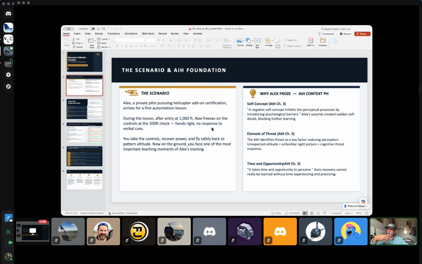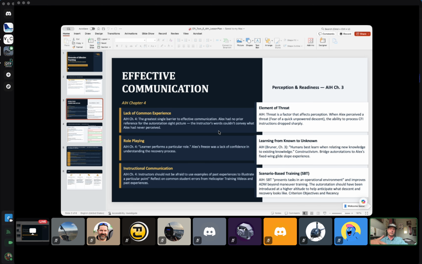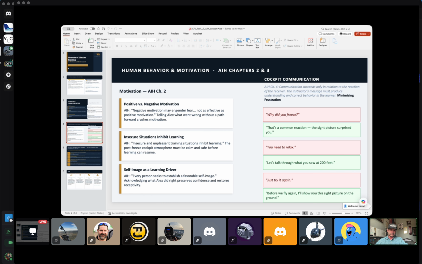So I went through the FOI and pulled out some elements that I felt were relevant to why Alex froze. I learned through some of the effective communication, focusing on scenario-based training, instructional communication, and role-playing, some of the things that could have been done better from the CFI's perspective to help this scenario.